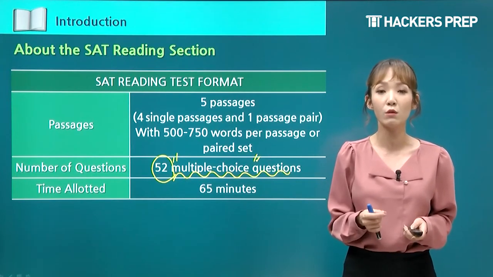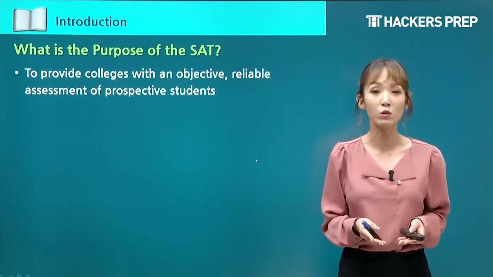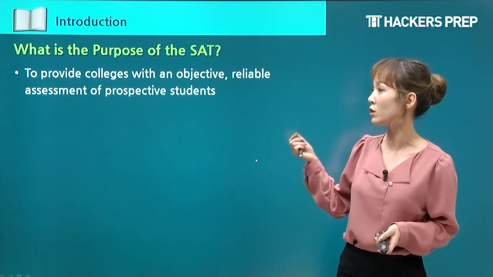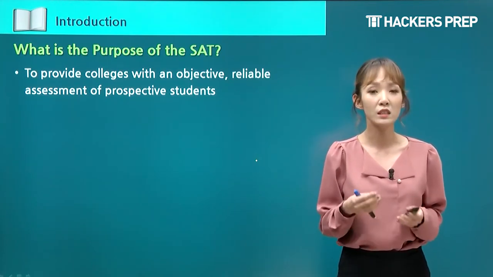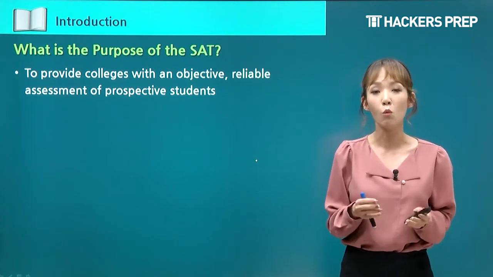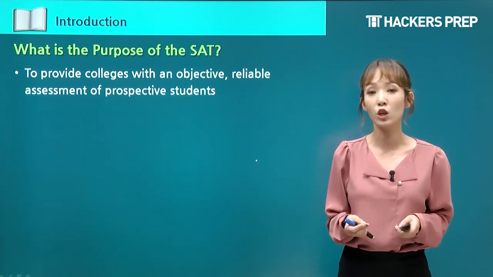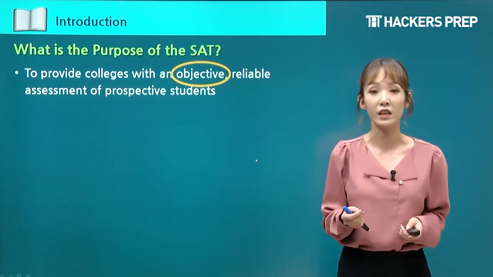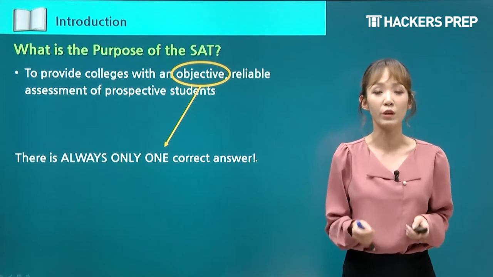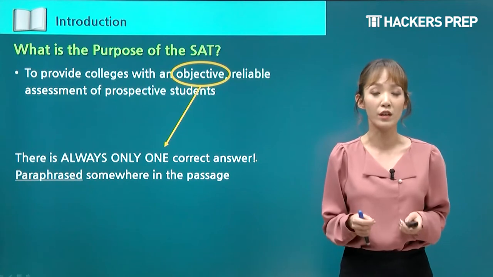Well, before we get into that, we need to talk about the purpose of the SATs. Now, why was the SAT developed? Why was it designed? Well, it was designed to help colleges with an objective, reliable assessment of prospective students. Since colleges have students coming in from all over the world, they needed one standard, one reliable assessment that could help them evaluate prospective students. So, in order to make an objective reading test, what do they do? Well, they make sure that every question has only one correct answer choice. And they do this by how? Paraphrasing it somewhere in the passage.